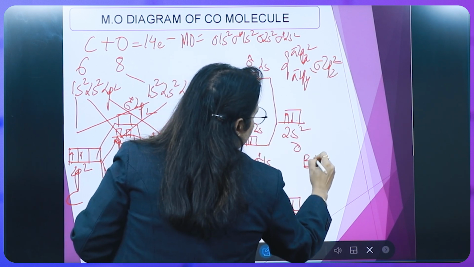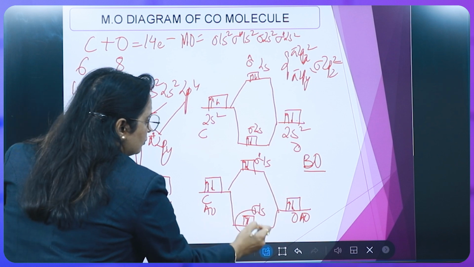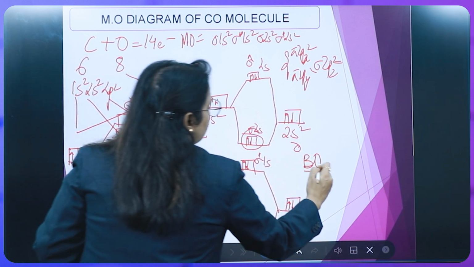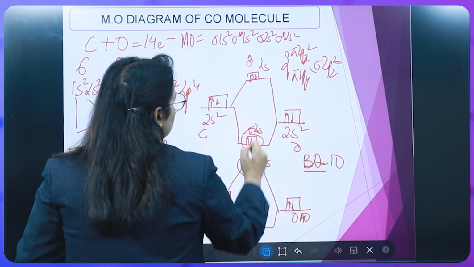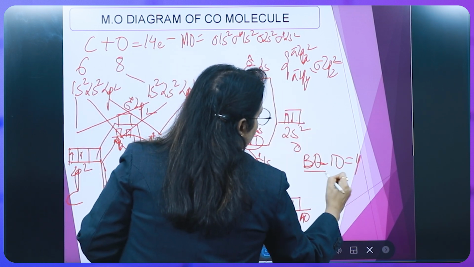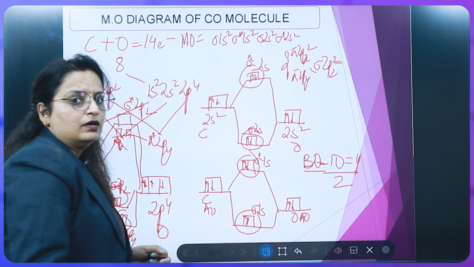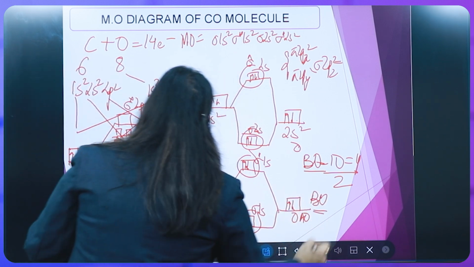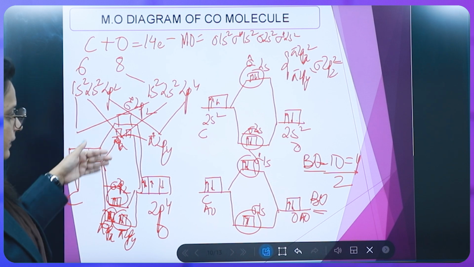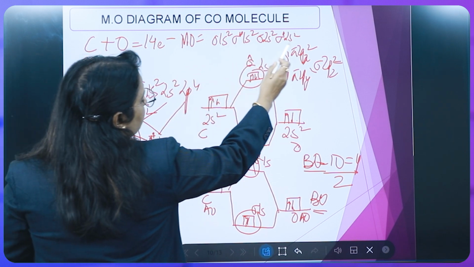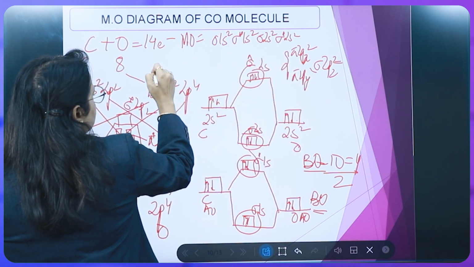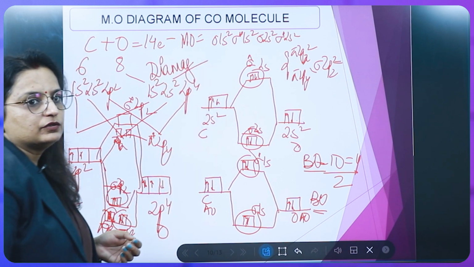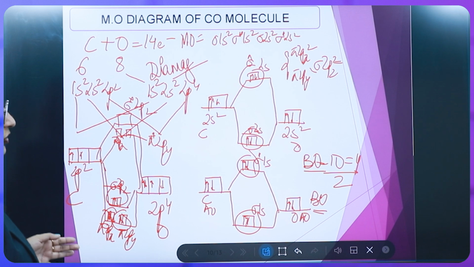Calculating bond order: count the number of bonding electrons, 2, 4, 5, 6, 7, 8, 9, 10. So 10 bonding and antibonding 2 and 2, 4. 10 minus 4 divided by 2 will be your bond order. You can see that all the electrons present in the molecular orbitals are paired, so this is diamagnetic in nature.